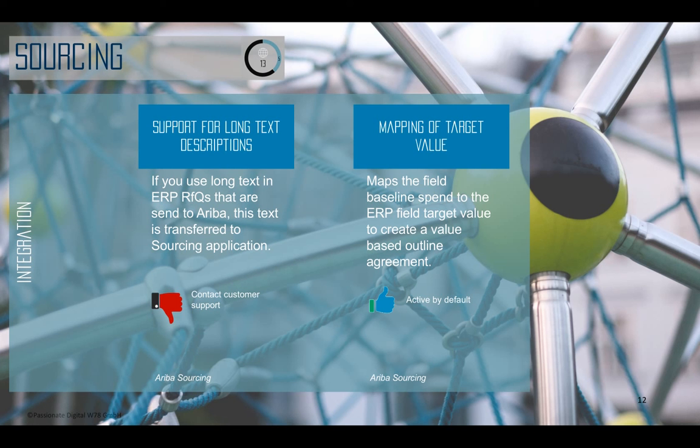What is also requested by users that are starting the sourcing process in ERP RFQs, that they want to support the long text descriptions that are in the ERP sent to Ariba, so that they are coming with and are displayed in the right way. That can now be supported, and you have to ask the customer support to get this feature. For the target value of value contracts or value outline agreements, this is now mapped by default to the baseline spend in Ariba. So this field or value is now filled by default.